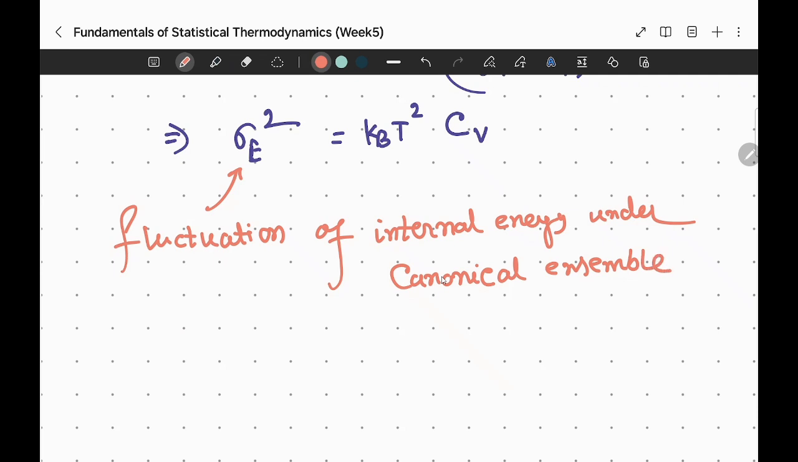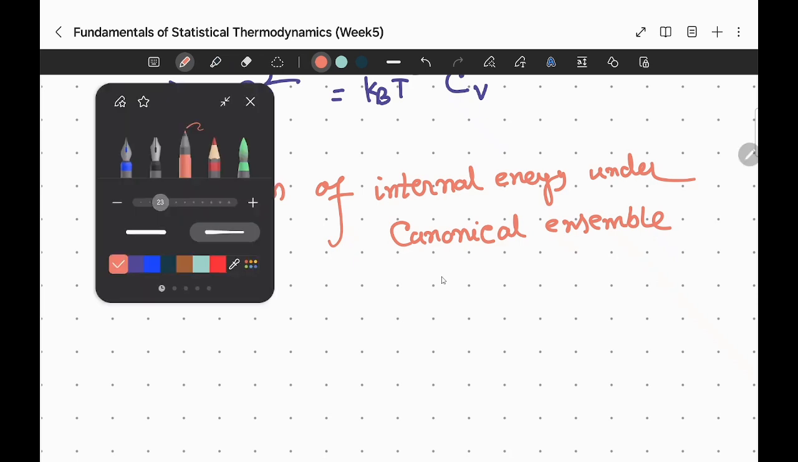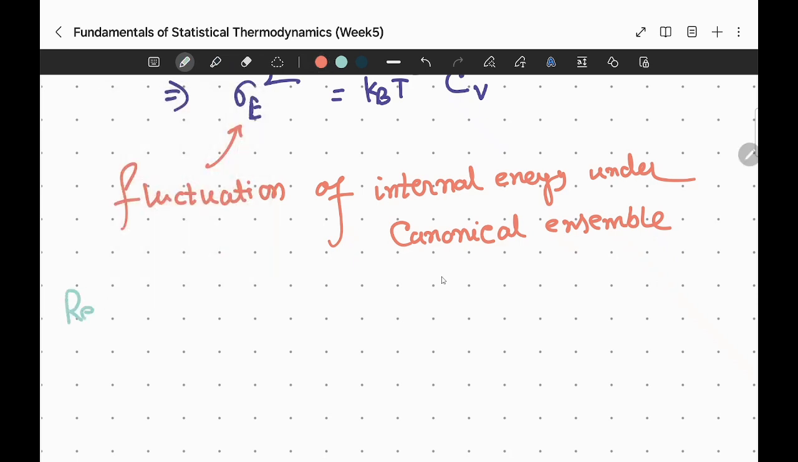But what I have argued is that we have to check whether this value is big or not, whether this is very big with respect to our average value. That is important. That is the relative fluctuation that we have to calculate. Then only we can comment on the validity of the average values. So relative fluctuation is important.